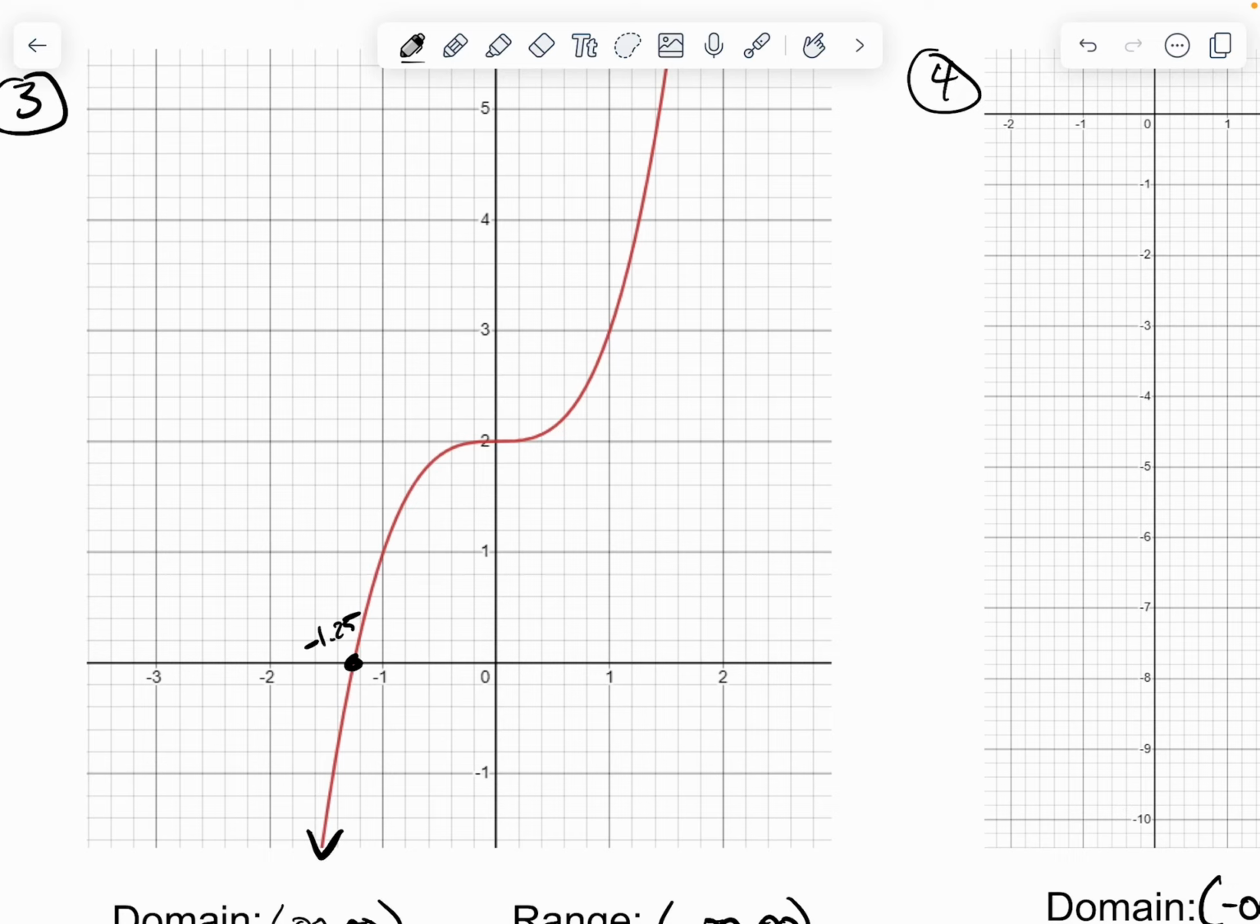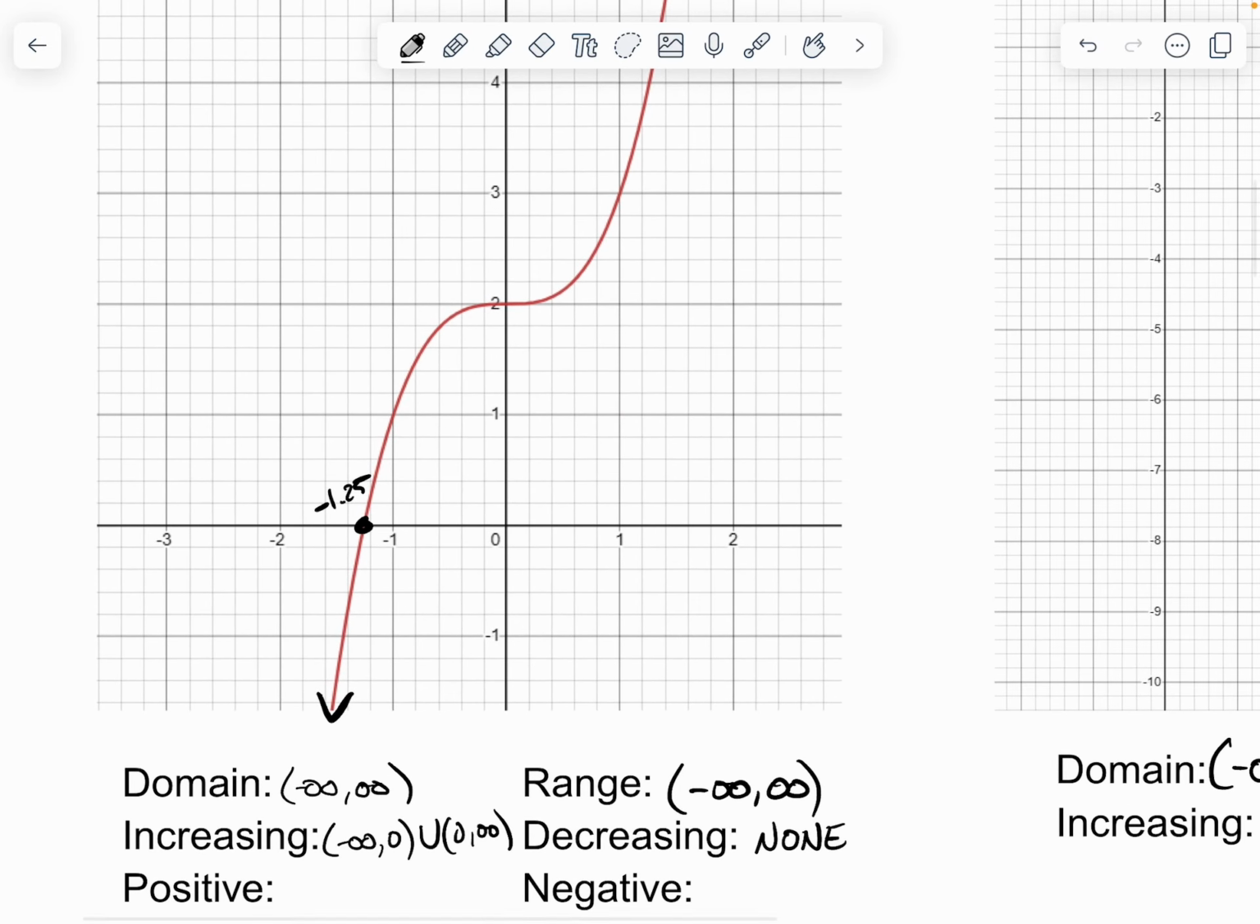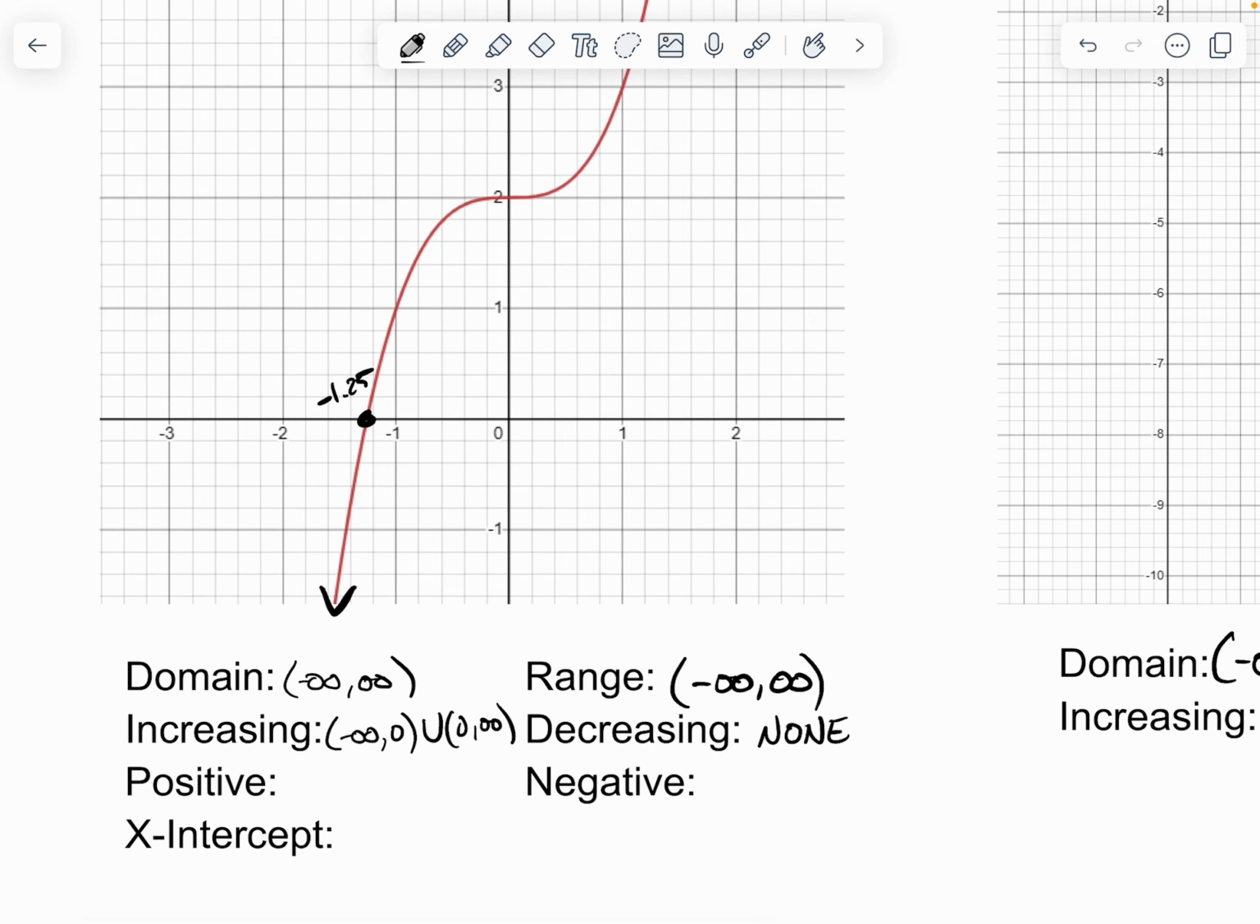Let's just say it's that. That's not going to be exactly what it is, but let's just do that for the sake of our argument here. So it is positive on the other side of negative 1.25. It's going to be positive from negative 1.25 to infinity, and it's negative on the other side of that, so from negative infinity to negative 1.25. That's the values where it's below the x-axis.